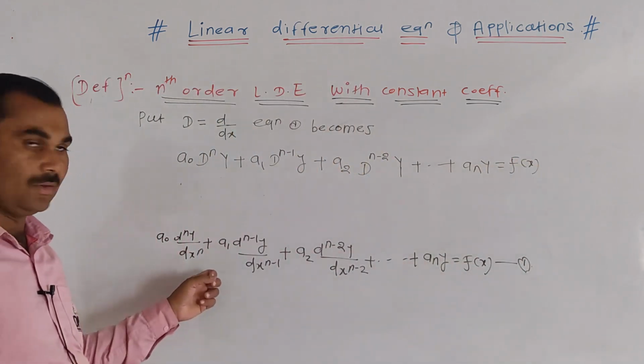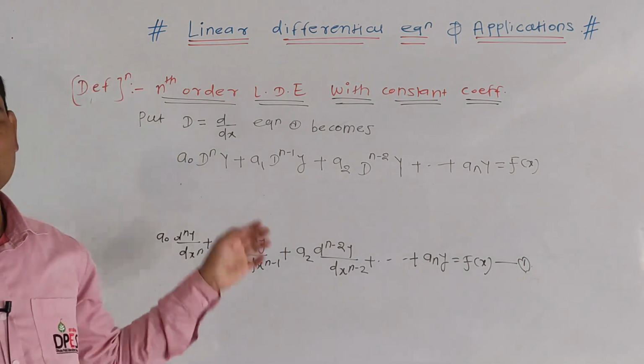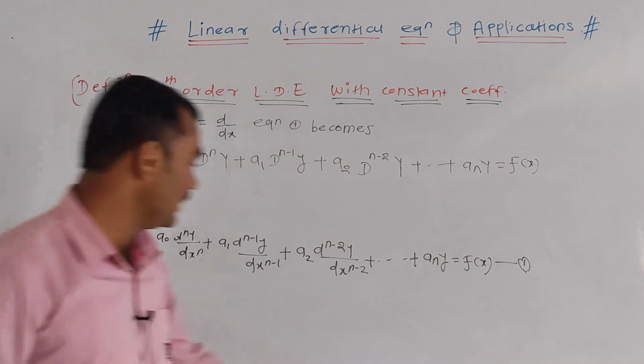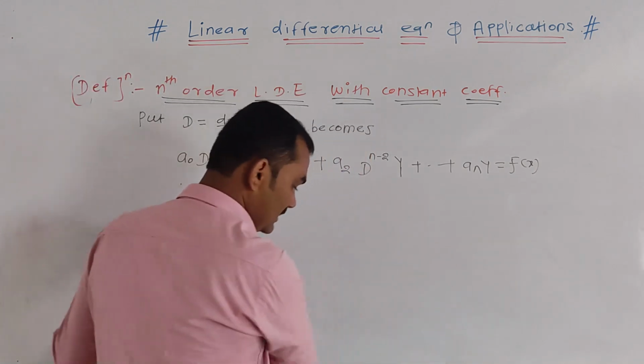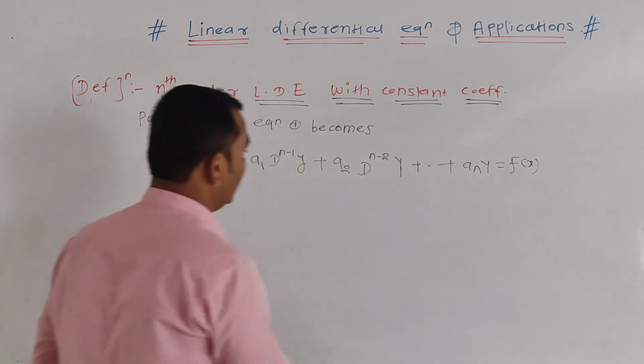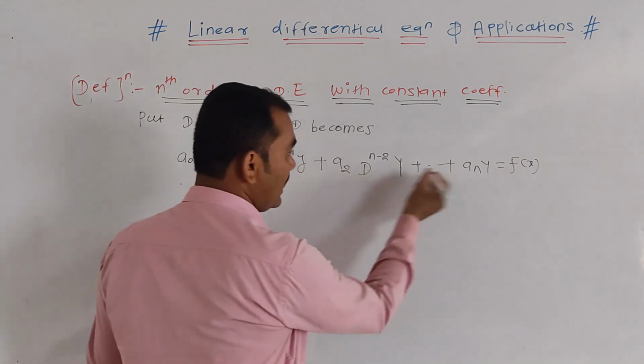In equation 1, replace capital D as d by dx. Okay, now simplify this. From whole this equation, take y as a common. Here is y, here is y, here is y, and here is y.